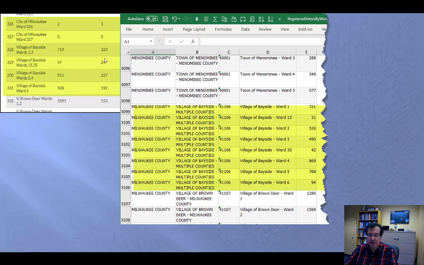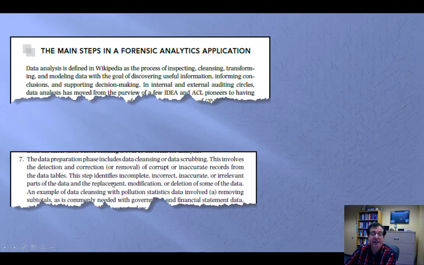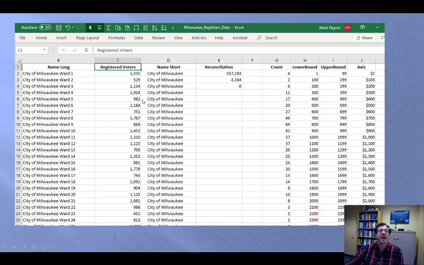Data cleansing is one of the steps in most data analysis projects. Registered voters, 478 wards, 478 numbers. I did a reconciliation to see that I reconciled with my source. Lowest number of voters, 0. Highest number of voters, 4,104. But that's an extreme. That's at the end.